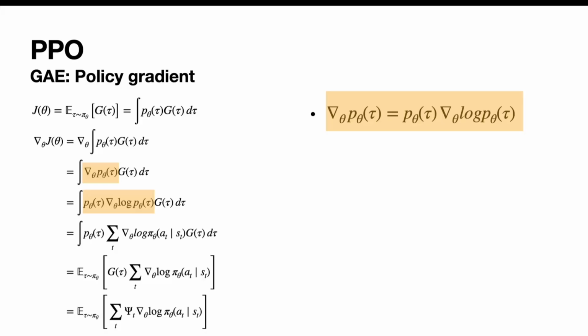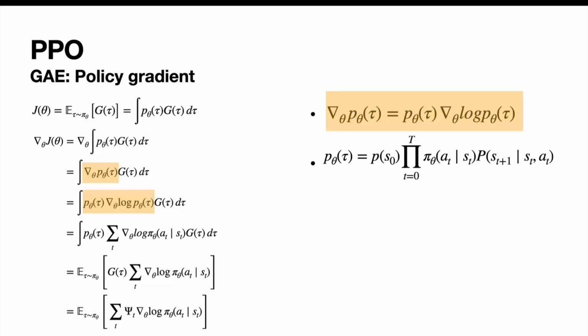Now we expand the probability of a trajectory. A trajectory starts from an initial state, then at each step, the policy chooses an action and the environment moves to the next state. So the probability of the trajectory is the probability of the initial state P of S0 multiplied by all the policy probabilities πθ of AT given ST multiplied by all the environment transition probabilities P of ST plus 1 given ST and AT.